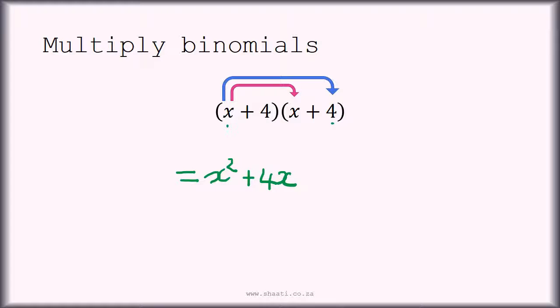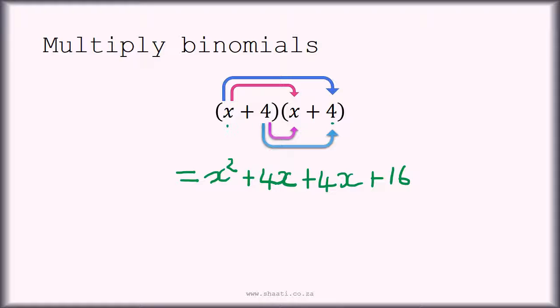Now we have to do the same with the second term of the first binomial. So the 4 will multiply by the x. So 4 multiplied by x is 4x. And we do the same with the second term. 4 times 4 is 16.